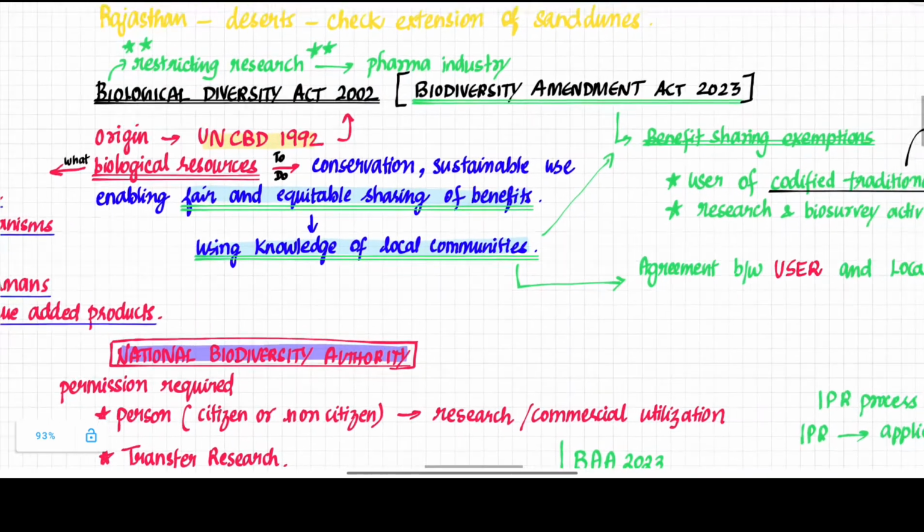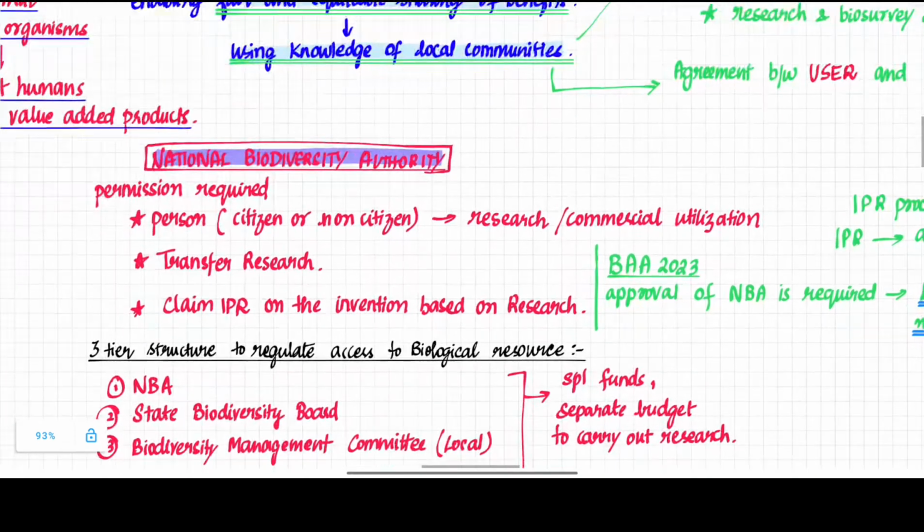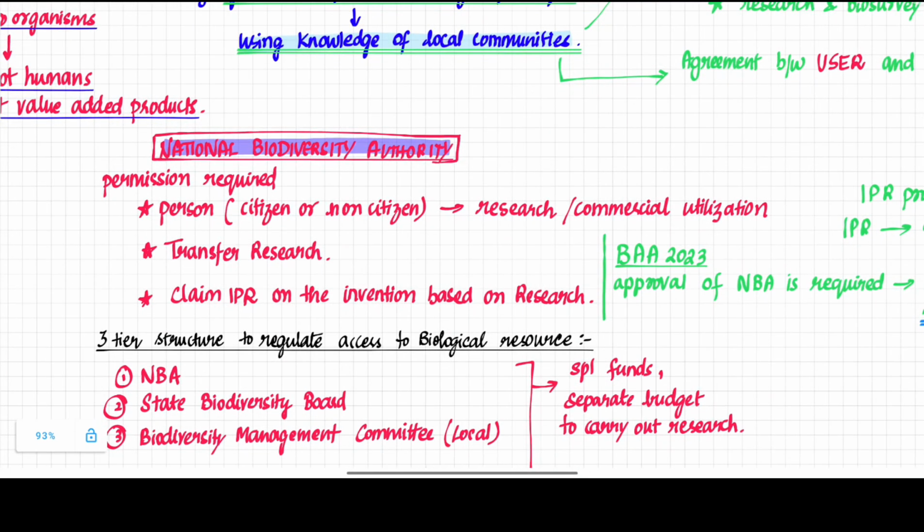So, whenever we are dealing with the Biological Diversity Act, we need to think about the biological resources. Again, what are biological resources? Now, what we have to do is sustainably use them, conserve these biological resources, and benefit sharing. Just 3 points: conserve these resources, sustainably use these resources, as well as benefit sharing, right? Benefit sharing applies when we are using the knowledge of local communities. That's it.